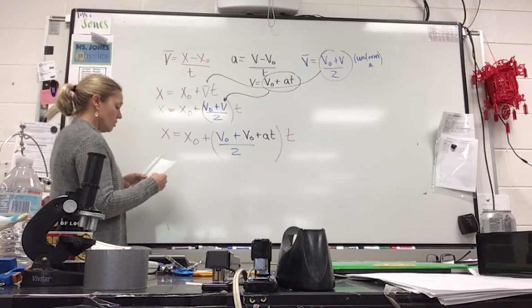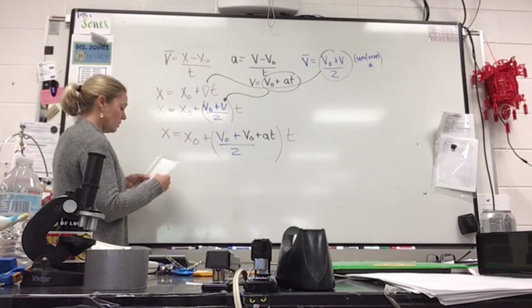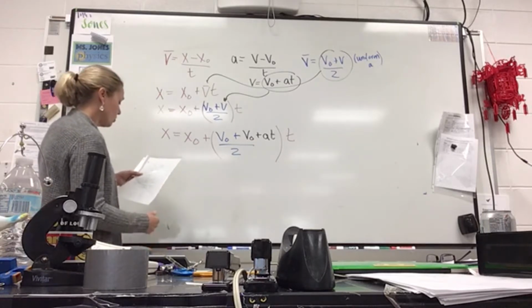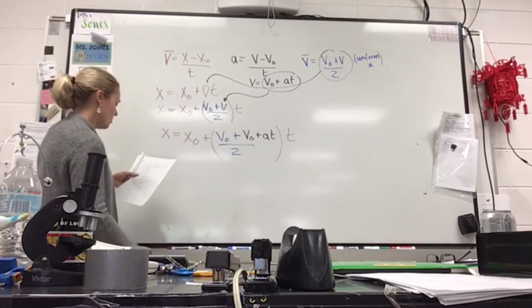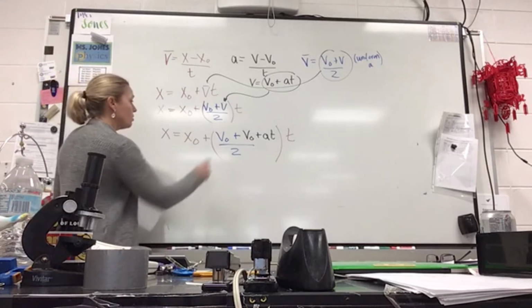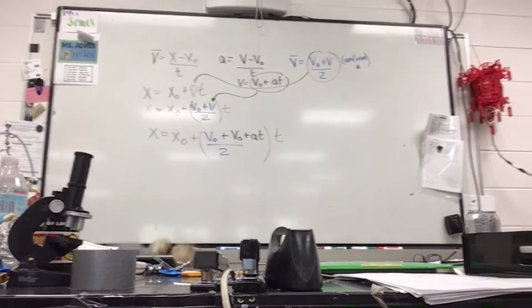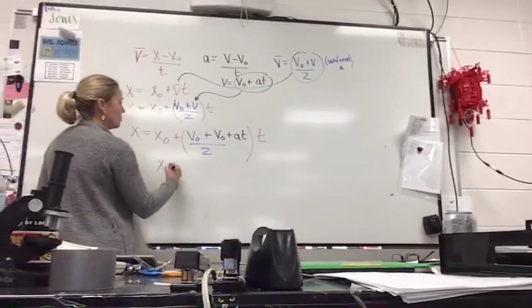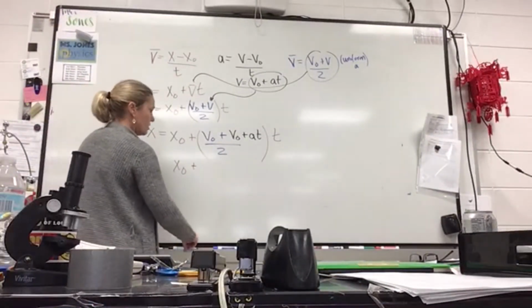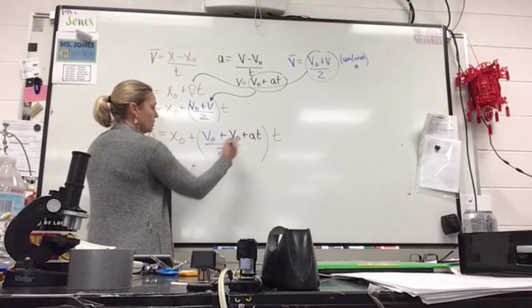What did I do? Let's distribute, you want to distribute the t? I don't know if I did. Oh, let's add those together first. Okay, I'm sorry. So we have my x naught plus, let's add those together. So v naught plus v naught gives you?